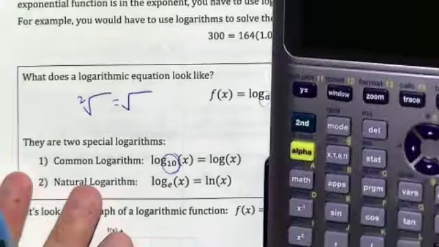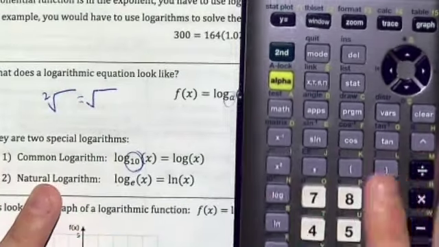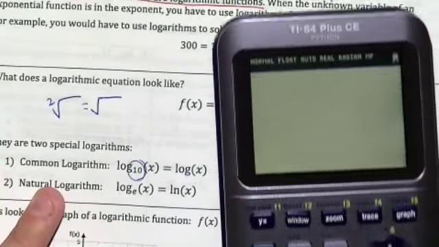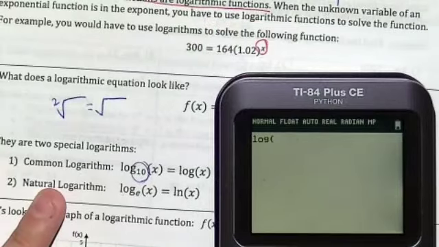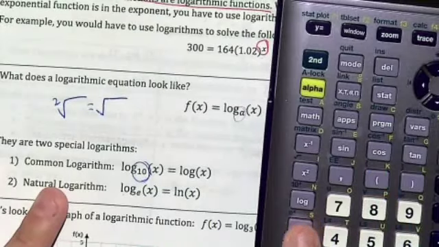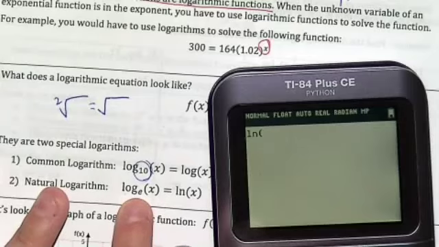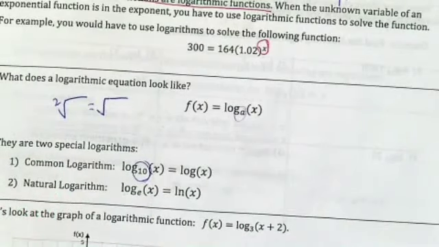If you go to your calculator and you press log, this assumes log base 10. And if you press ln, ln is the same thing as log base e. Again, we'll talk a little bit more about that.